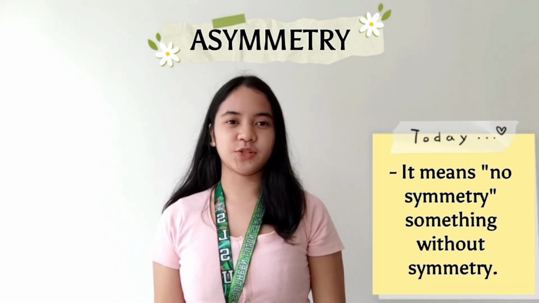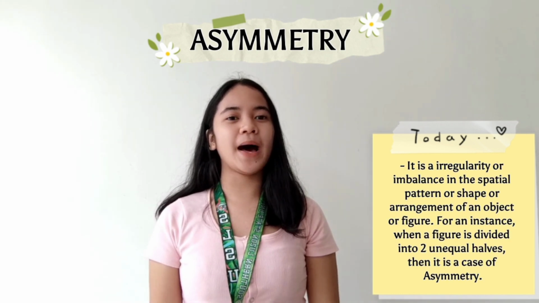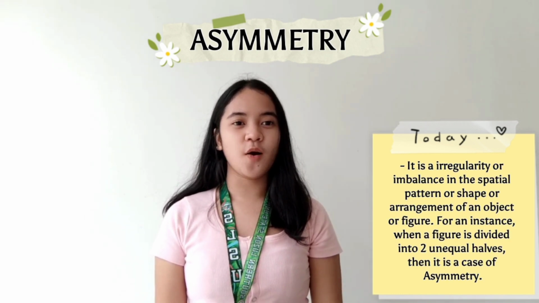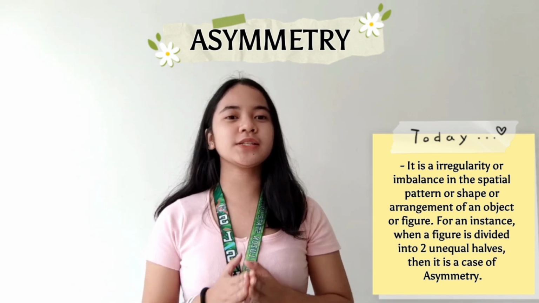It means no symmetry, or something without symmetry. It is an irregularity or imbalance in the spatial pattern, shape, or arrangement of an object or figure. For instance, when a figure is divided into two unequal halves, then it is a case of asymmetry.